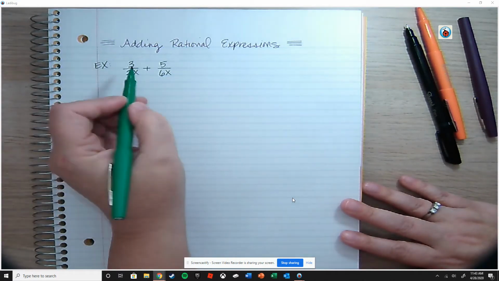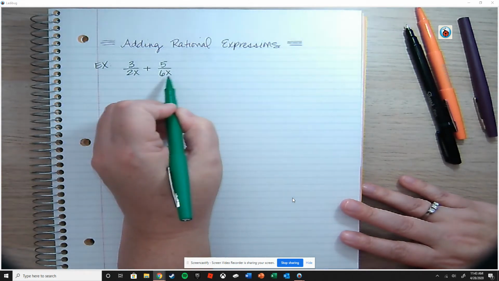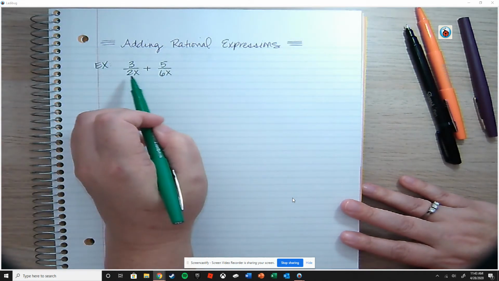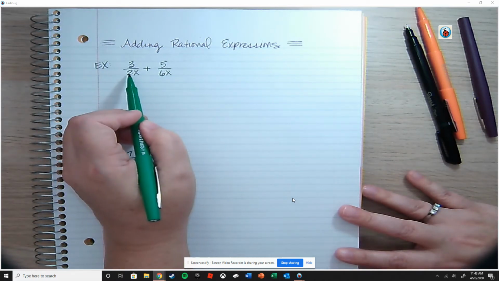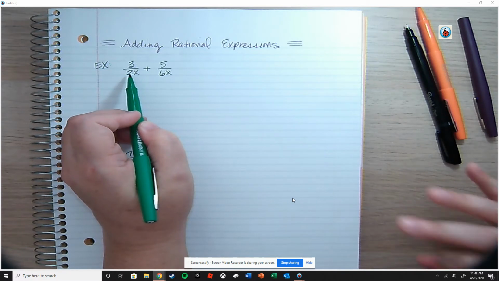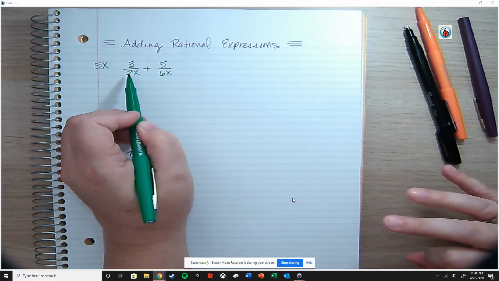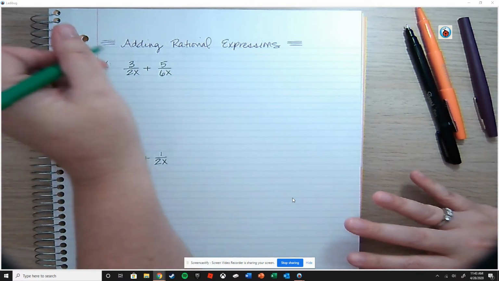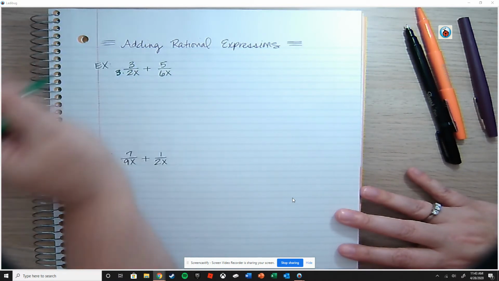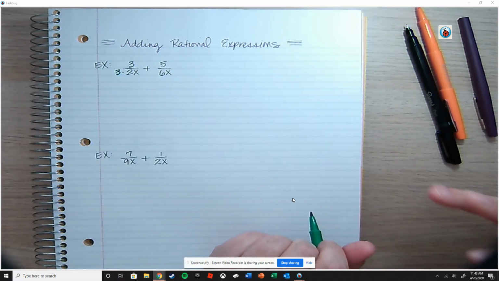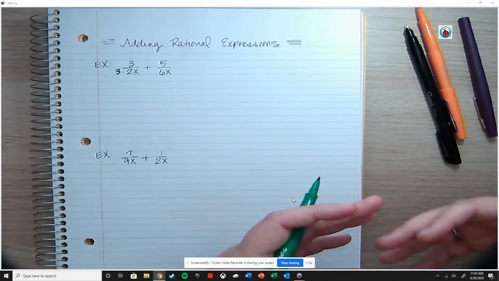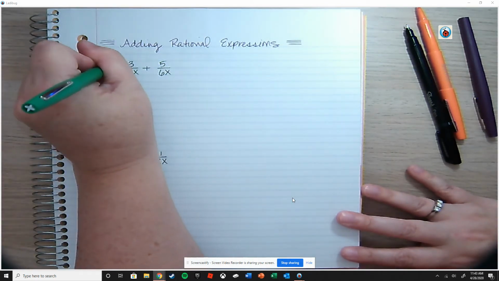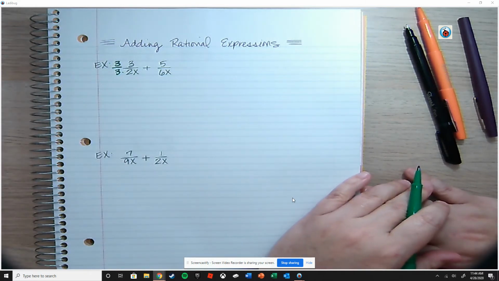But all right, so if I look at 2x and I look at 6x, I know that they each have an x, so that's good. They have that in common. And then I know that 2, if I multiply it by 3, it'll equal 6. Now, you can't just go and say, "Oh, I'm going to just multiply this by 3." Okay? Because you have to keep the fraction equivalent. So you have to multiply it by 1 or a version of 1. So I have to multiply by 3 over 3.